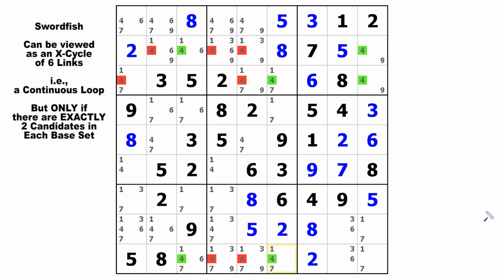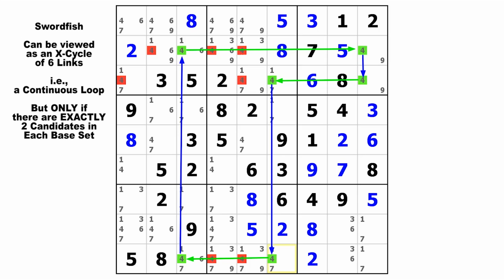And if you have a swordfish where there are only 2 candidates in each base set, like you see here in columns 3, 6, and 9, this can also be seen as an X-Cycle of 6 links. And thus, the 3 weak links become converted strong links, giving you the exact same eliminations as the swordfish itself.